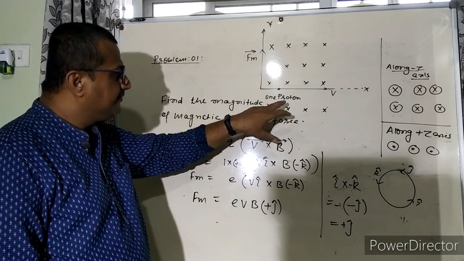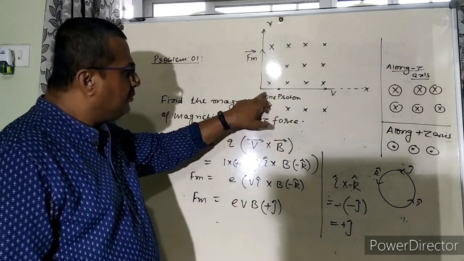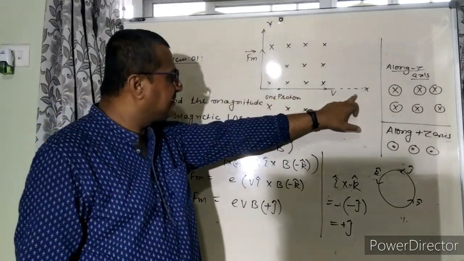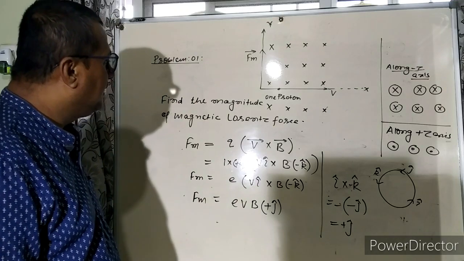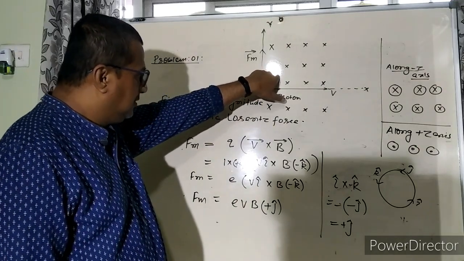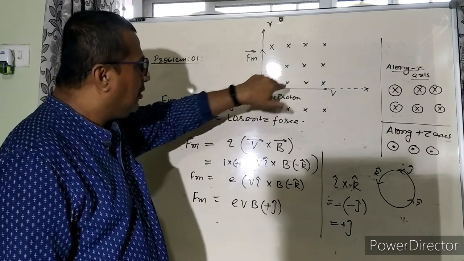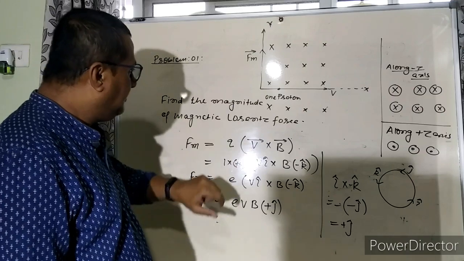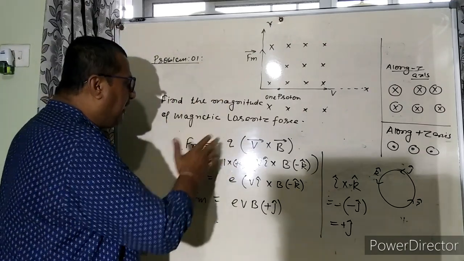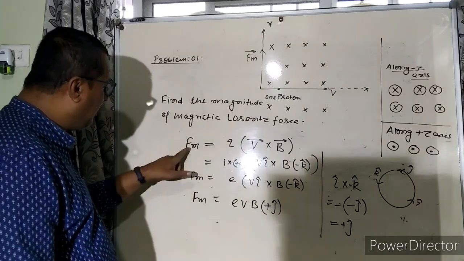This question was, a proton is moving along x-axis with velocity v, and the magnetic field is acting along minus z axis, meaning inside the blackboard, inside the paper. Then what will be the direction and magnitude of the magnetic Lorentz force? For getting this, we have concentrated on the formula.